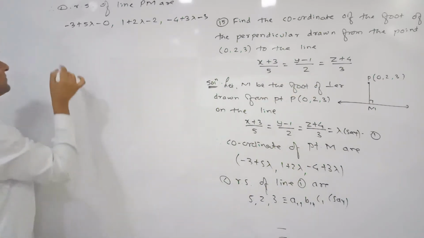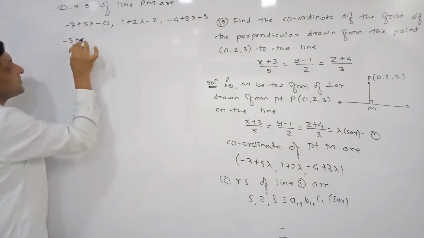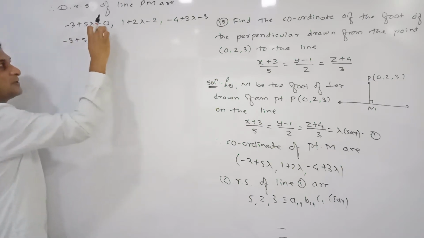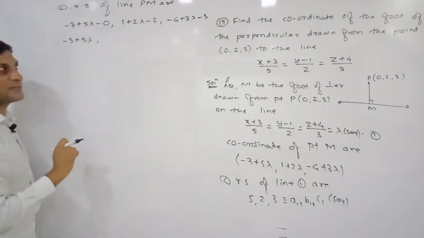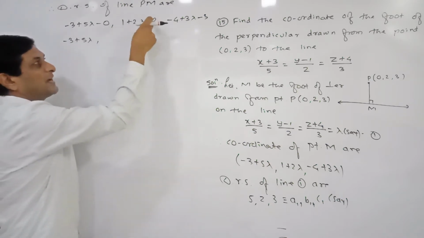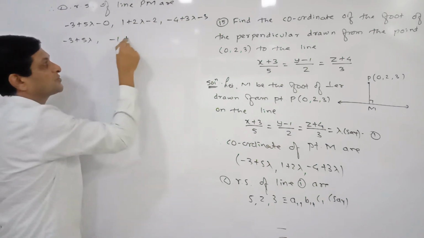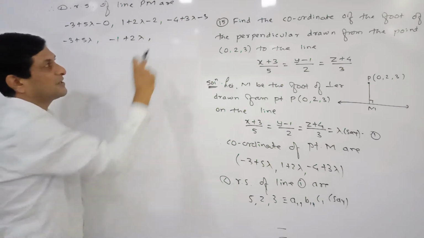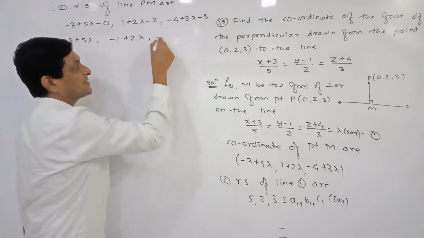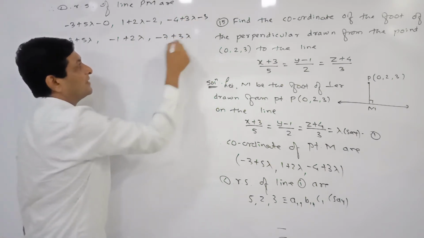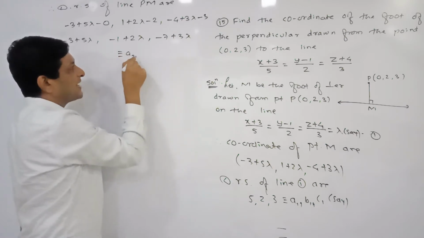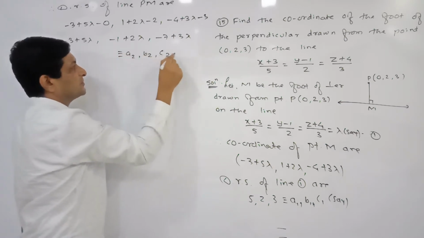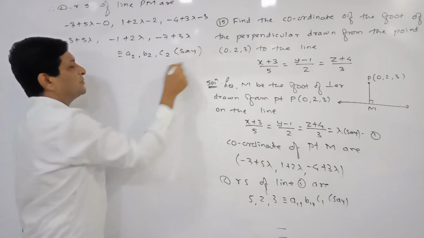Now let us simplify it. Minus 3 plus 5 lambda, keep it as it is because of the 0. 1 minus 2 is minus 1 plus 2 lambda, keep it as it is. Here minus 4 minus 3 is minus 7 plus 3 lambda. Let us denote these direction ratios by A2, B2, C2.